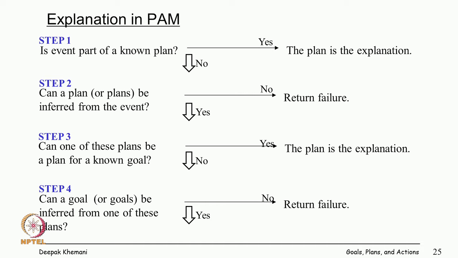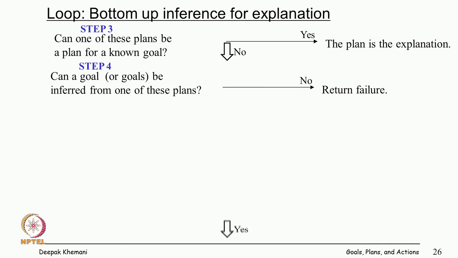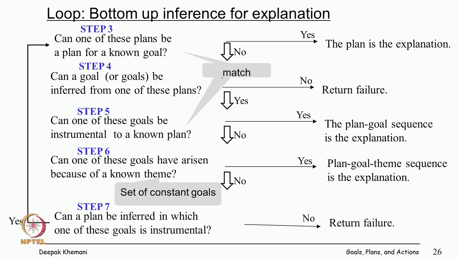If you do not recognize this plan as predicted, then can you infer a goal for which this plan could be a part of, and you do the same thing with this goal essentially. So, if you can infer the goal, yes, then you ask whether the goal was something that was predicted. So, can one of the goals that was inferred be instrumental to a known plan? So, goals can be explained in two ways. One is that they are part of a plan.